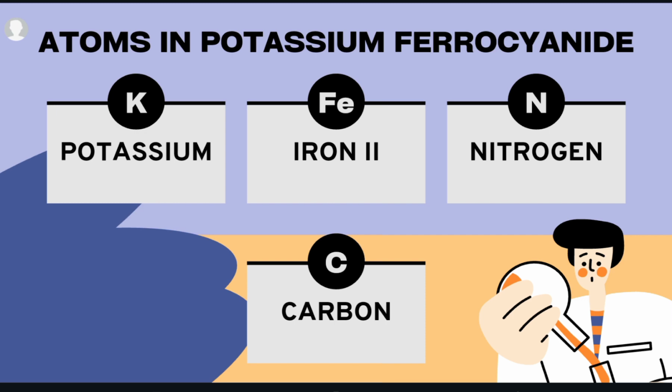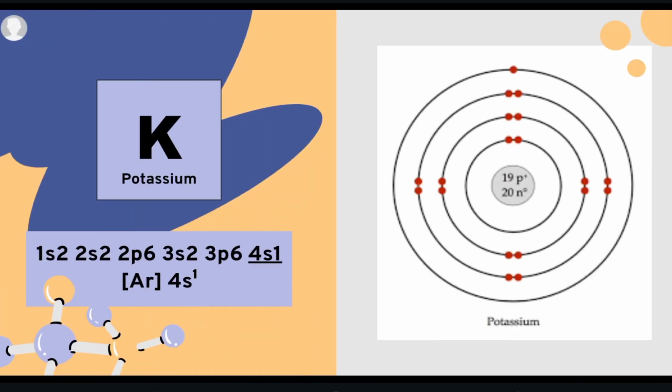Now, for each of these atoms present in potassium ferrocyanide, I will present its details about their atomic structure, including electron configuration and valence electrons. Potassium has an atomic structure of one central nucleus and four shells. The valence shell of potassium only has one valence electron. Its electron configuration is 1s2, 2s2, 2p6, 3s2, 3p6, and 4s1. 4s1 is underlined because it shows that it is the valence electron, which is 1.